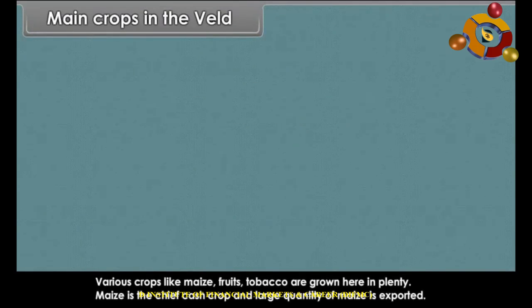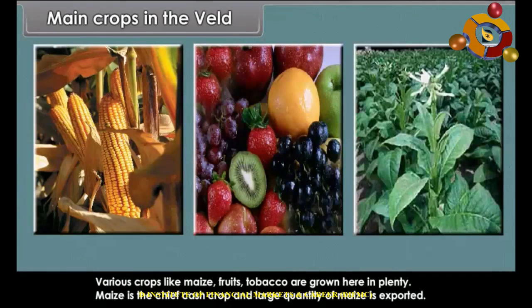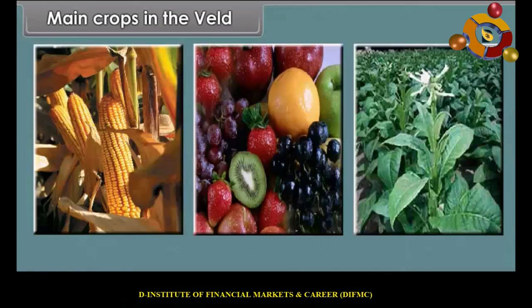Main crops in the Veldt. Various crops like maize, fruits, tobacco are grown here in plenty. Maize is the chief cash crop and large quantity of maize is exported. So, the area is known as Maize Triangle.